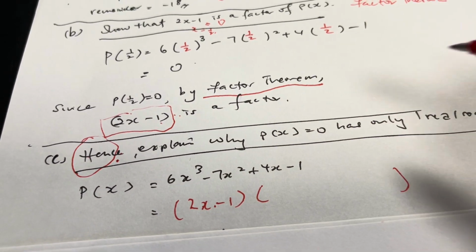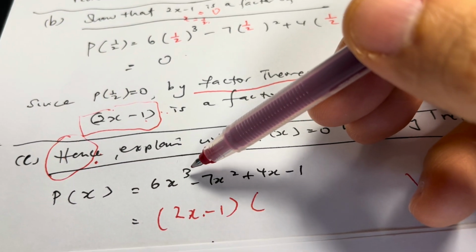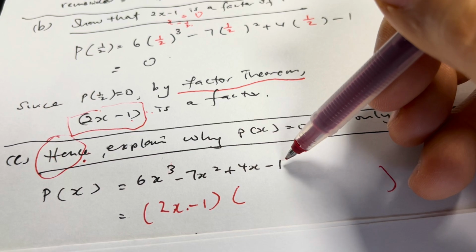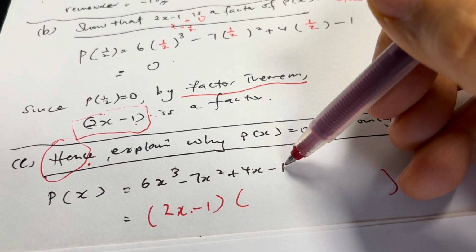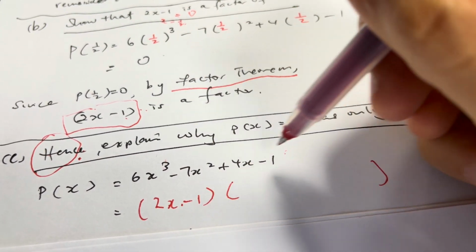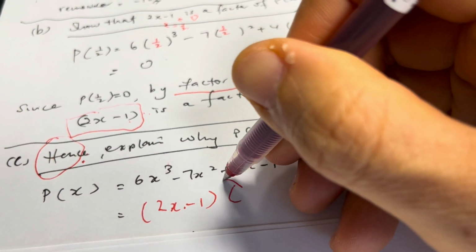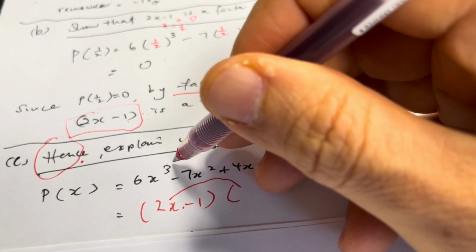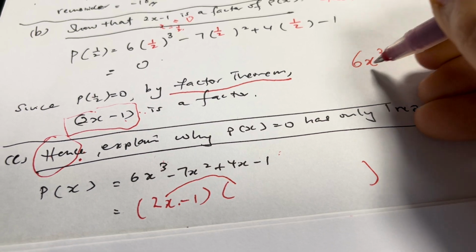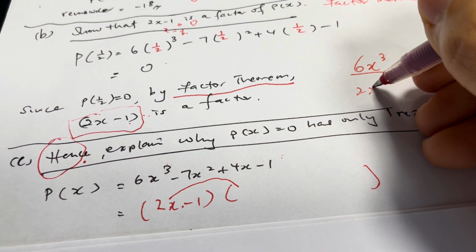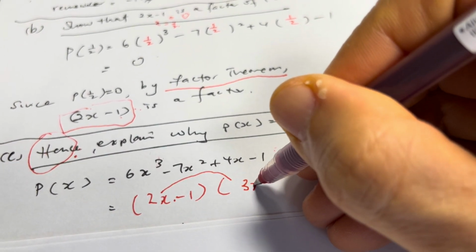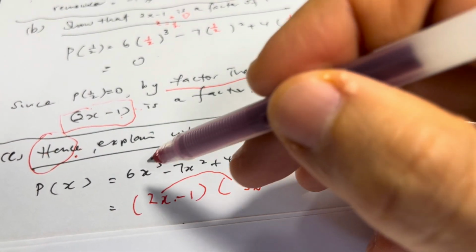And as mentioned in class, this is a cubic equation. That means the highest power is 3. Lowest power, of course, is x power 0 and the coefficient is minus 1. Now, we always settle the highest power and the lowest power. So for the highest power, you must ask yourself, what times 2x gives you 6x cubed? Another way to think of it is 6x cubed divided by 2x is equal to what? So it's equal to 3x squared, right? So this means that 3x squared times 2x will give you this.